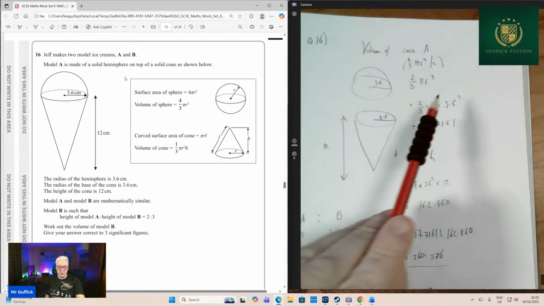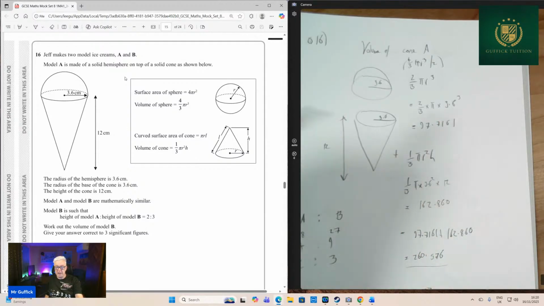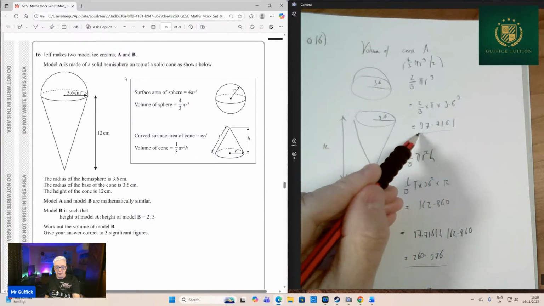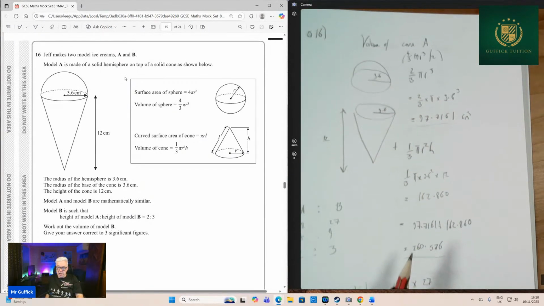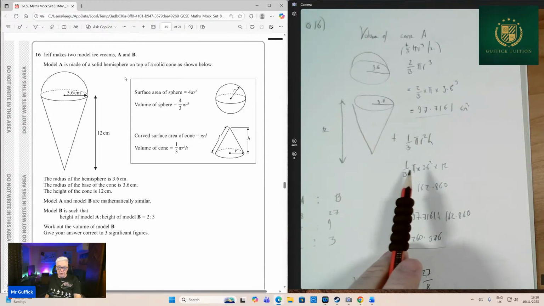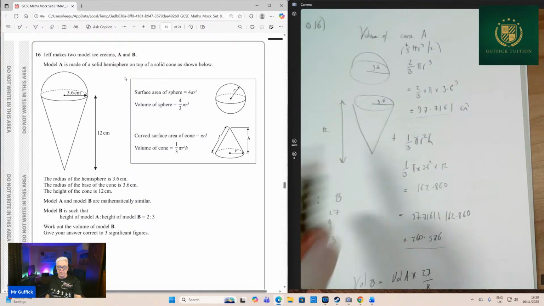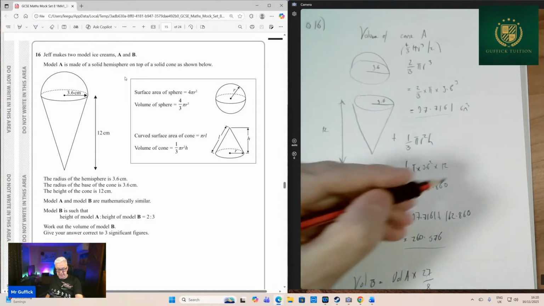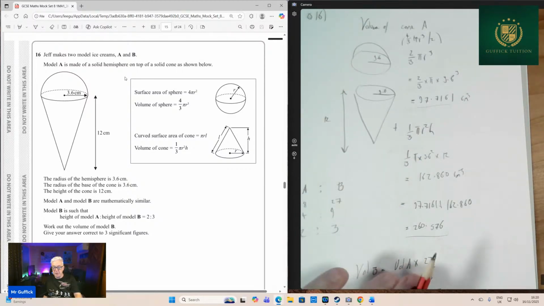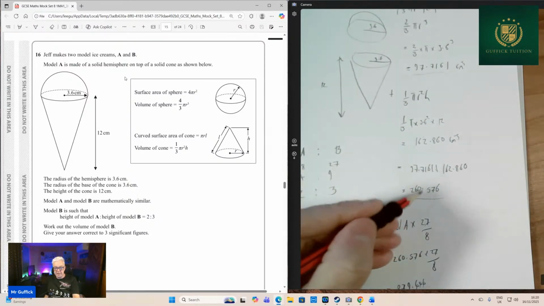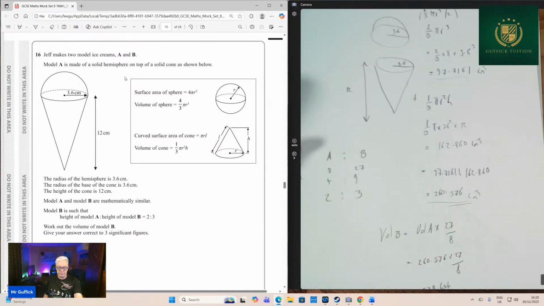Now, our hemisphere, we've got a radius of 3.6. So it's 2/3 times pi times 3.6 cubed. So that gives us a volume for that hemisphere of 97.9161 centimeters cubed. Let's look at the cone, 1/3 pi r squared h. So 1/3 times pi times our radius squared, which is 3.6 squared, times h, which is 12. So that gives us 162.86 centimeters cubed. So altogether, adding those two results together, the ice cream model has a volume of 260.576 centimeters cubed. Okay, so that's that bit done.